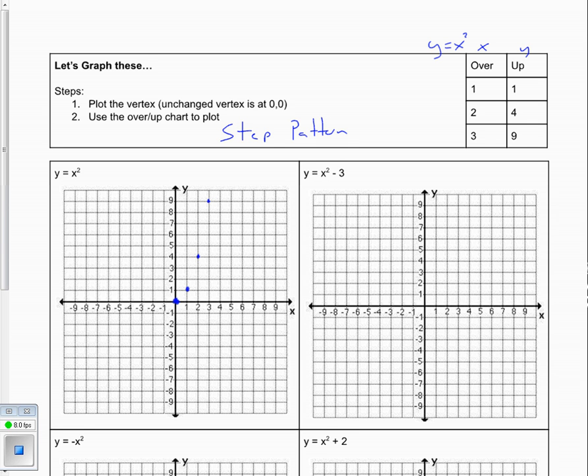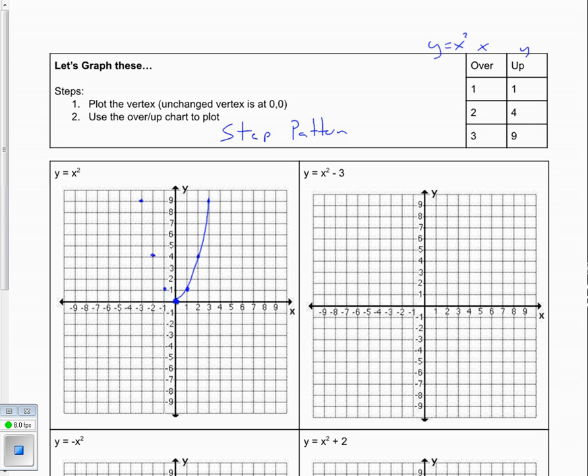You'll notice that I've just done this on the right-hand side. But parabolas are U-shaped. That means they mirror each other on both the right and the left side. So the step pattern applies to both sides as well. If I went over 1, up 1 on the right-hand side, I need to go over 1, up 1 on the left-hand side as well from the vertex. From the vertex, over 2, up 4, and then over 3, up 9. So if you can remember the 1, 4, 9 pattern, that will allow you to create the parent form of a parabola very quickly.